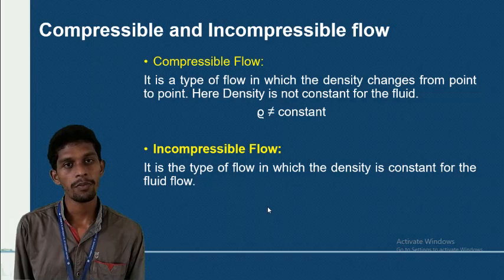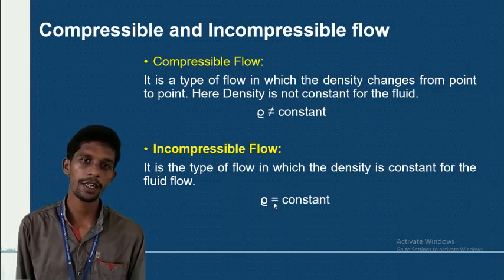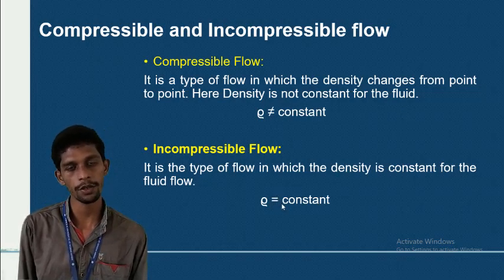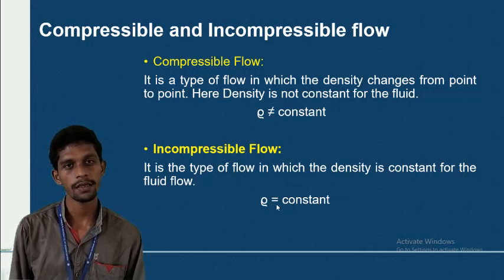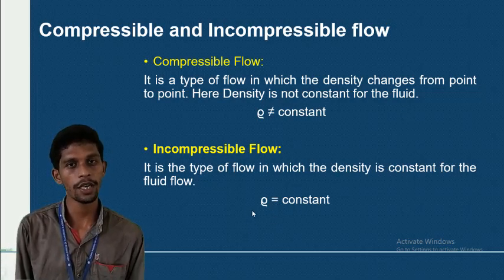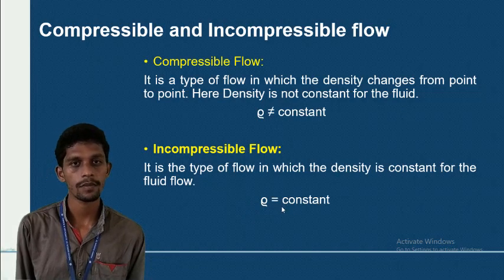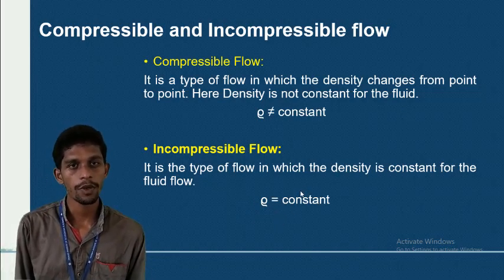The best example is water. Wherever you calculate in a pipe flow, the density of water is the same. It is 1000 kg per meter cube. But if you calculate the density for gas at different points, based upon the shape and the surrounding parameters, the densities might vary. So this is about compressible and incompressible flows.